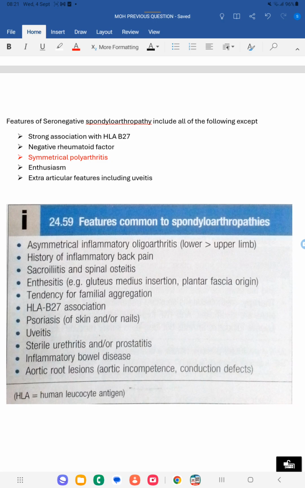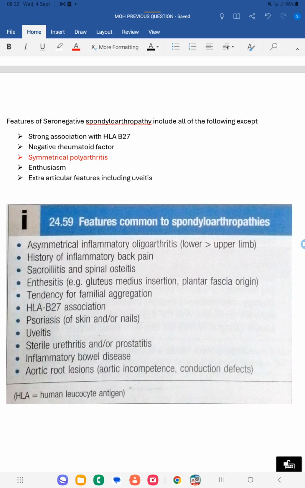A group of inflammatory arthritis means psoriatic arthritis, enteropathic arthritis, ankylosing spondylitis, reactive arthritis. These are the four main seronegative spondyloarthritis. It is an inflammatory arthritis, and they will be having HLA-B27, plus they have a negative rheumatoid factor. That type of people get an inflammatory arthritis that is called seronegative spondyloarthritis.